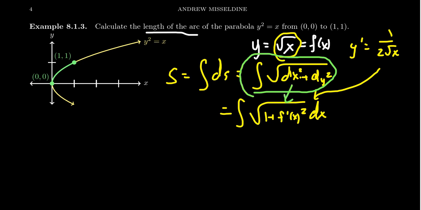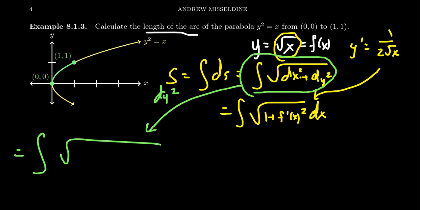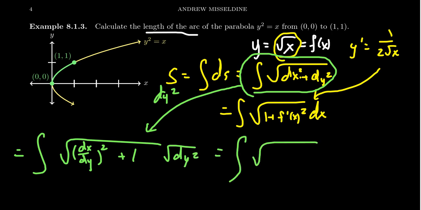We went from here to here because we factored out the dx squared. Well, what if we factored out the dy squared instead? What would happen is your integral would look something like the following. If you factored out the dy squared away from the dx squared, you'll get a dx over dy quantity squared plus 1. You then get a square root of dy squared, which simplifies to the following: the integral of the square root of 1 plus g prime of y squared dy.